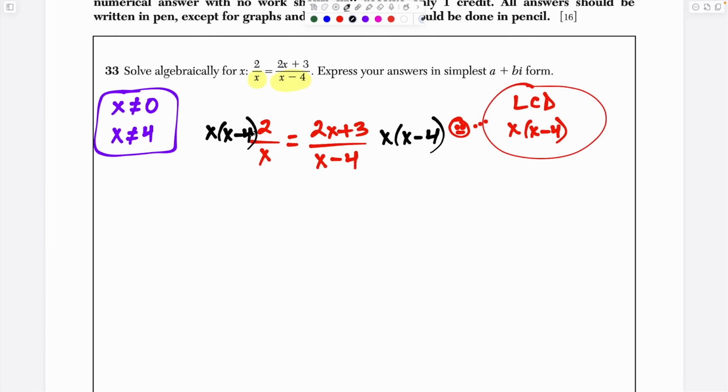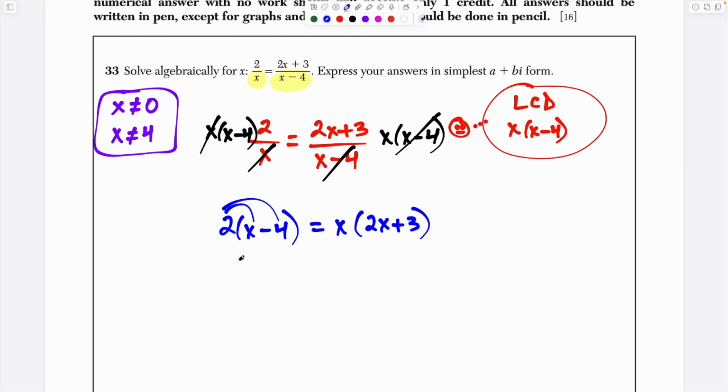What this does is it gets rid of the fractions involved. Notice x over x can now just cancel out, and on this side we have x minus 4 over x minus 4 canceling out. So the next line of our equation is going to be 2 times x minus 4 equals, and now we have x times 2x plus 3. I'm going to write x in front times 2x plus 3. And now we just go ahead and solve this equation.